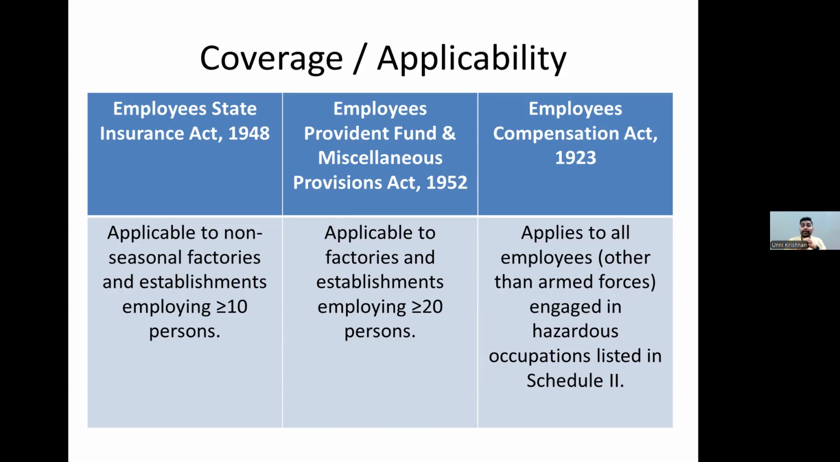Again, EPF is also applicable to factories and establishments employing 20 or more people, not less than that. Below that, EPF does not apply. That is why we have the ECA, the Employees Compensation Act, where there is no minimum number. It applies to all employees engaged in hazardous occupations listed in Schedule 2, where even if the 10 or 20 employees number is not met, you still get a basic, somewhat lump sum compensation.